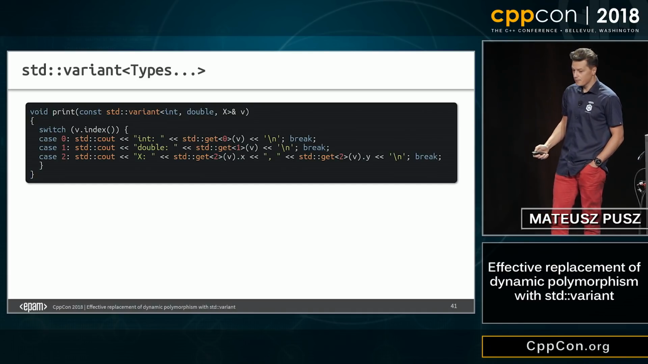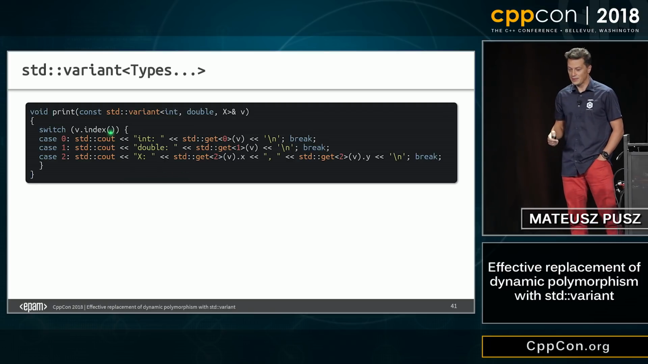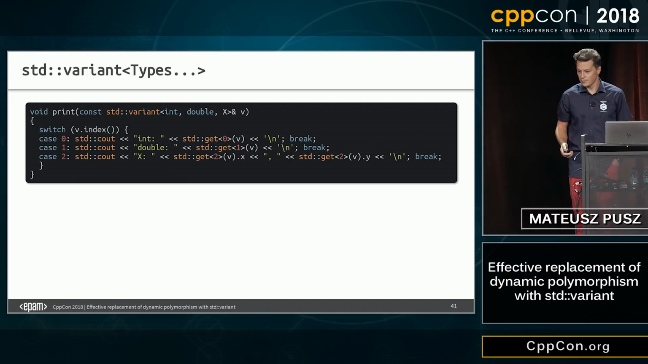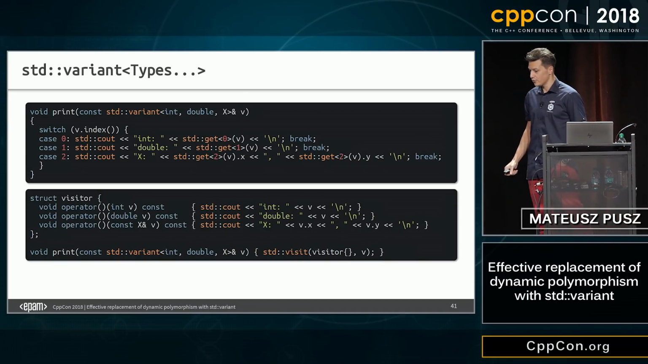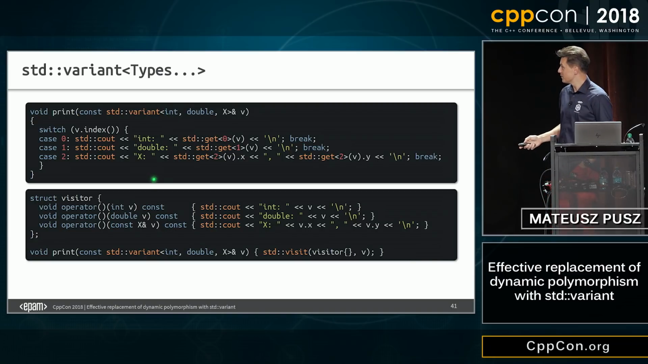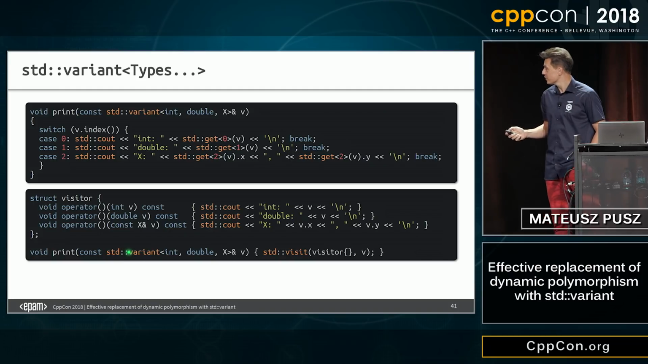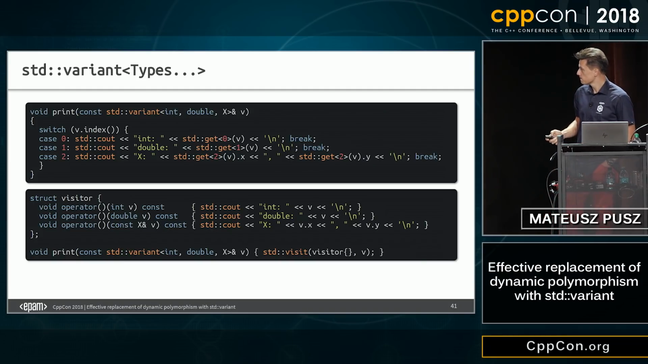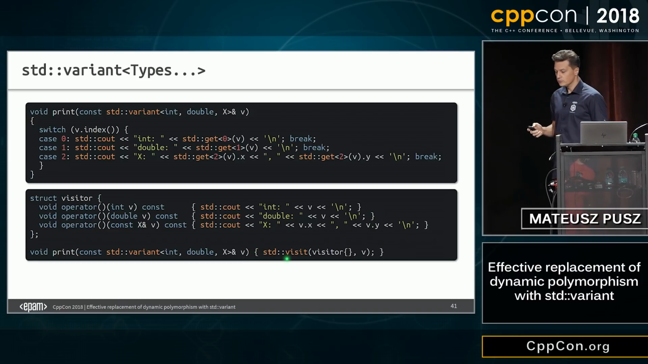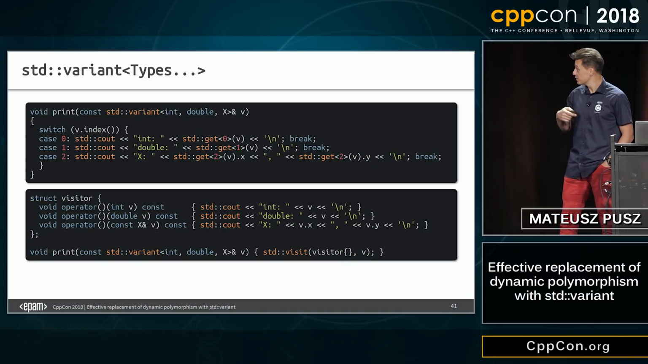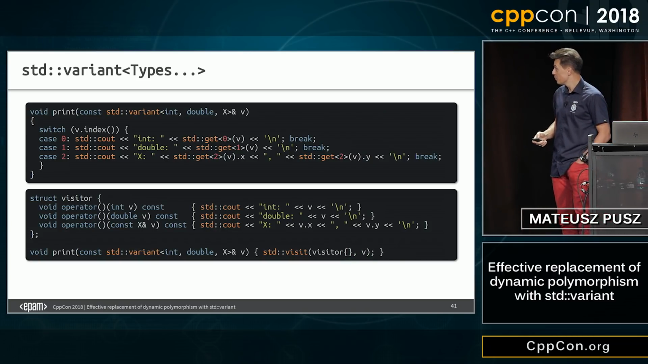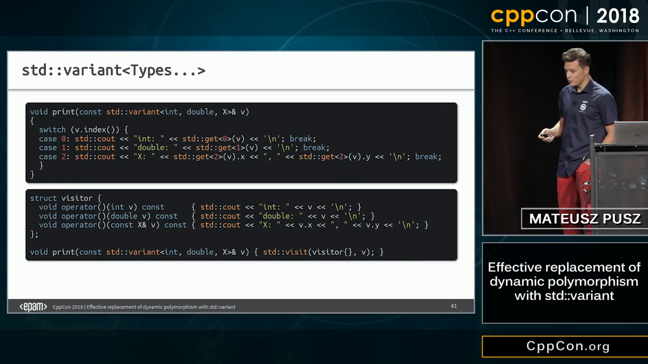This is how you do dispatch on variant. You can either do it dynamically with the index member function, or in most cases, it's preferred to use a visitor. A visitor is a simple functor with an overloaded call operator for each of the types of the variant. Then you call std::visit and provide the visitor as the first argument and the list of variants that you would like to pass to this visitor. You can provide more than one here.